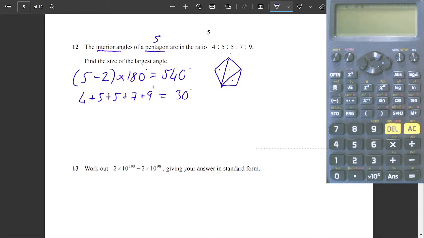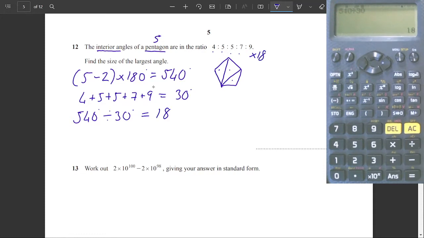So the angles in this pentagon, 4, 5, 5, 7, 9, add up to 30 degrees, but that's impossible because it has to add up to 540 degrees. So we need to increase that ratio. By how much? By how much 30 fits into 540. So 540 divided by 30 is 18.